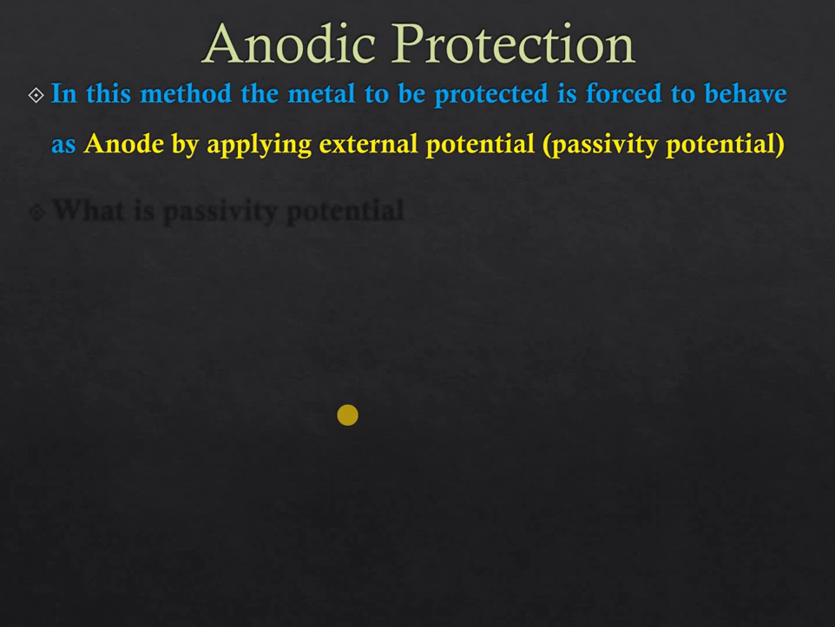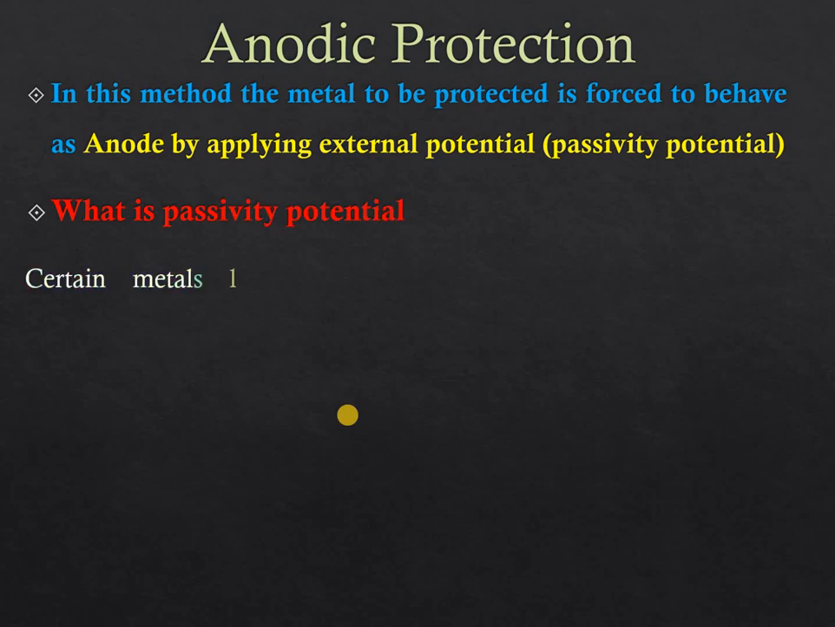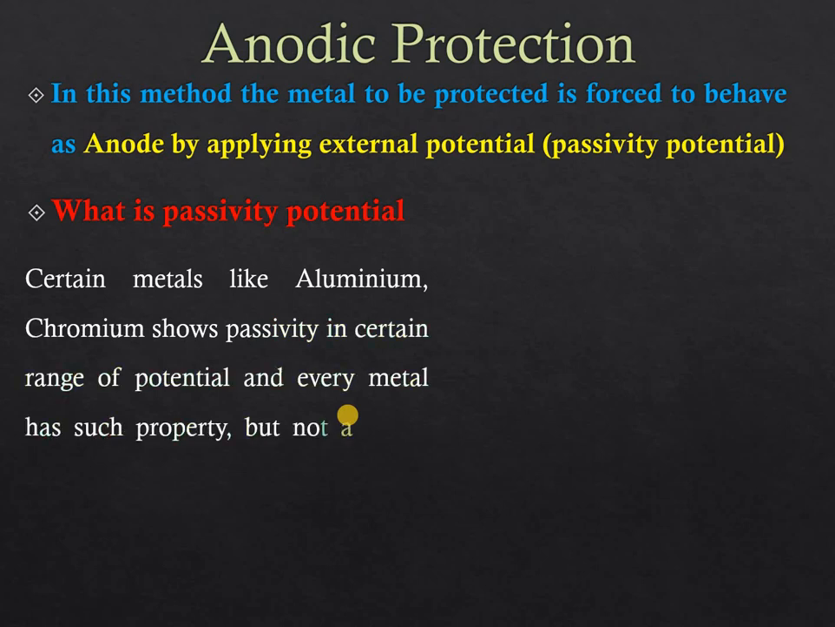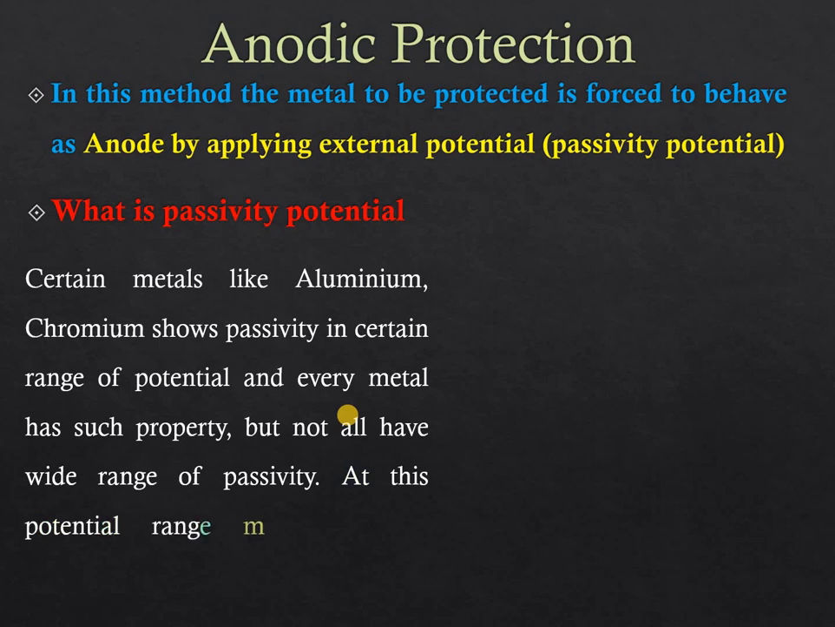Now here the question will come in our mind: what is passivity potential? The passivity potential is the potential in case of certain metals like aluminium, chromium. Such kind of metal shows passivity in a certain range of potential. That means in this range of potential the metal is non-corroding in nature. The corroding environment will not corrode the metal in this potential range.